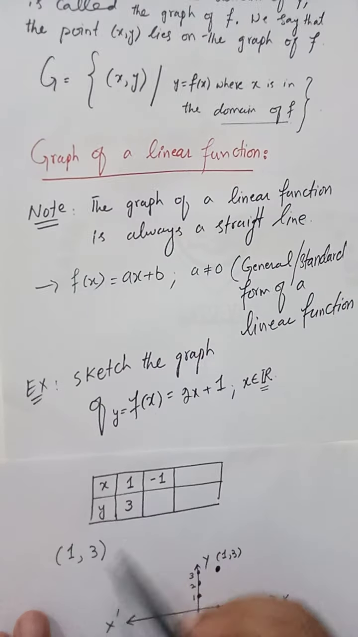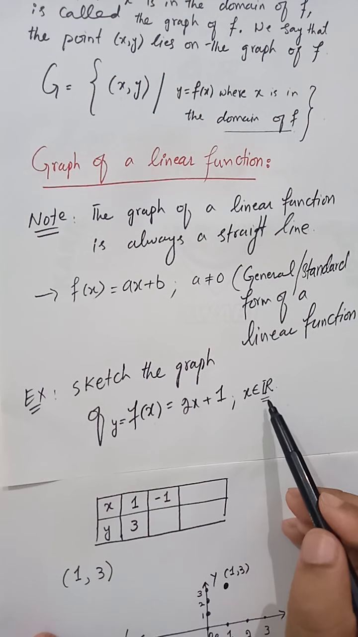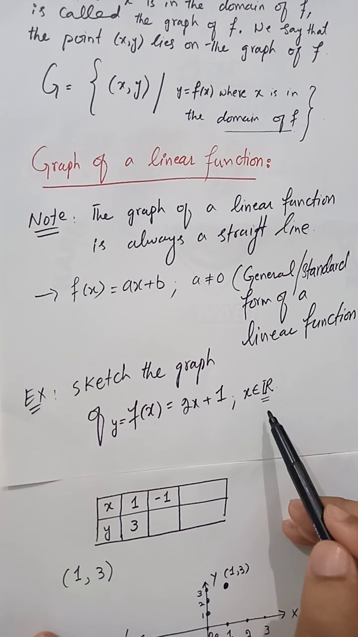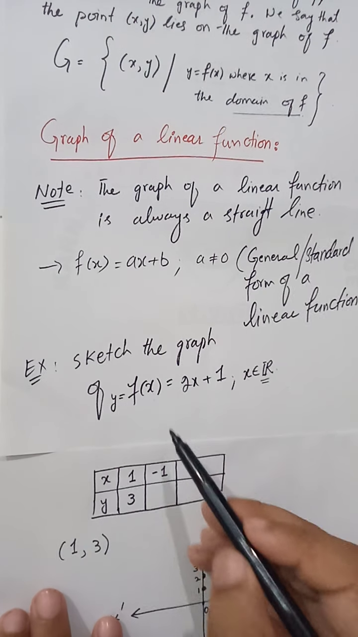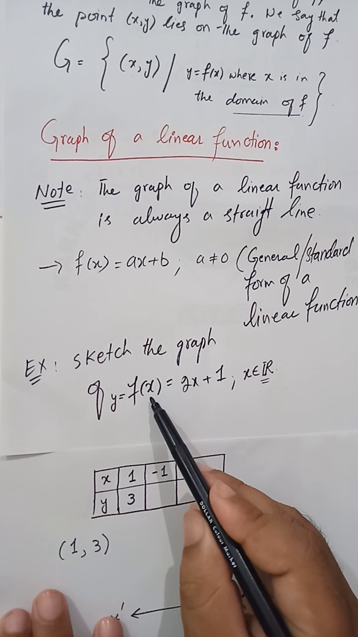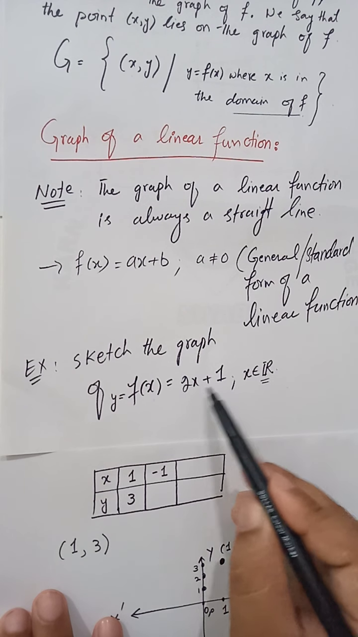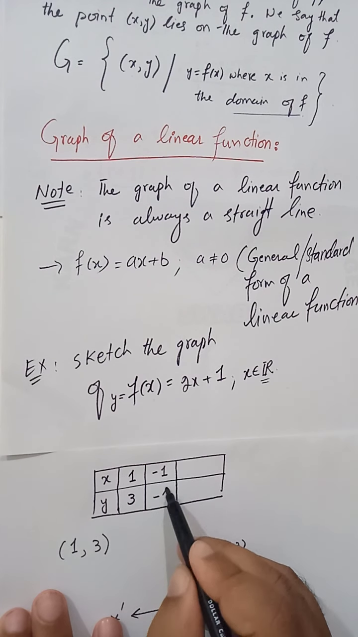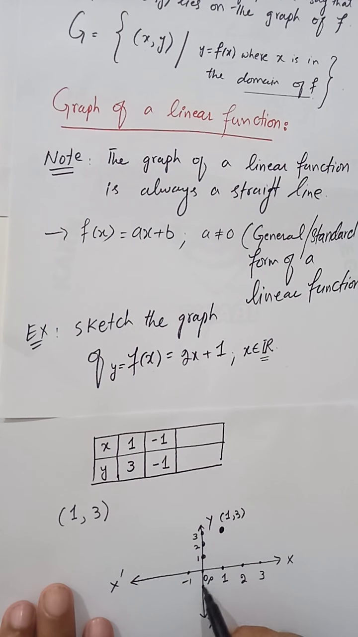So while making an ordered pair, this must be from the domain. The domain in this case is the set of real numbers, so that's why I am choosing -1 here. So when I plug -1 into the argument of this function, 2 multiplied by -1 plus 1, so -2 plus 1, you will get -1. So this is, let's say, -1, and this is your -1. So this is the second point.